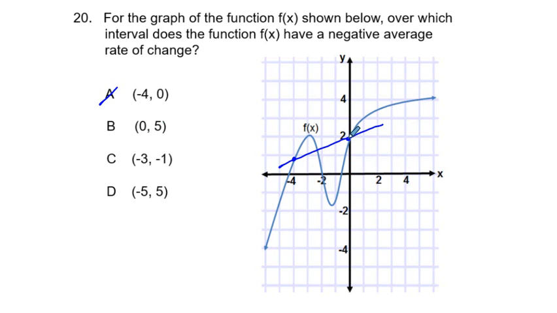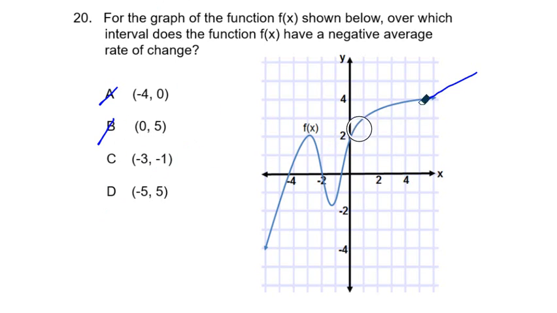Let's go through the other choices. From 0 to 5: if we go from x equals 0 to x equals 5 and we connect these 2 points, again we have a positively sloped line. So B is not our right answer.